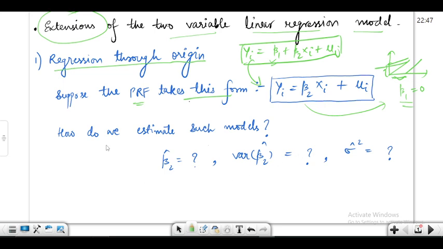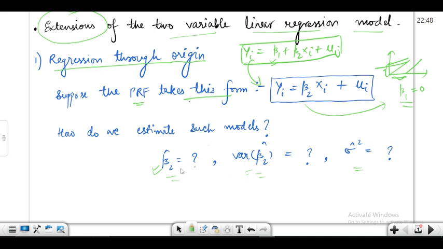So how do we estimate such models? Whenever we deal with this kind of equation, how do we estimate the parameters? What changes come in the formulas through which we estimate the different parameter values? We have the estimator of beta 2, which is beta 2 hat, then the variance of beta 2 hat, then the estimator of the variance.